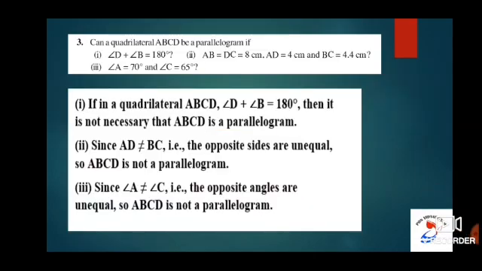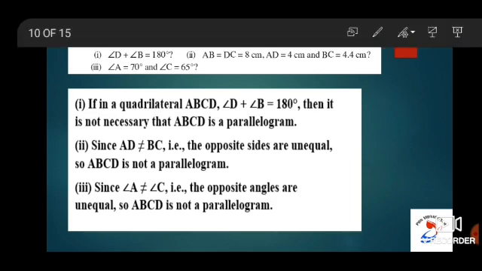Now it is question number 3 of exercise 3.3. Can a quadrilateral ABCD be a parallelogram if angle D plus angle B is equal to 180 degrees? That is subdivision 1. Let us first discuss the solution for this one. If in a quadrilateral ABCD, angle D plus angle B is equal to 180 degrees, then it is not necessary that ABCD is a parallelogram, but it may be a parallelogram in some conditions also.